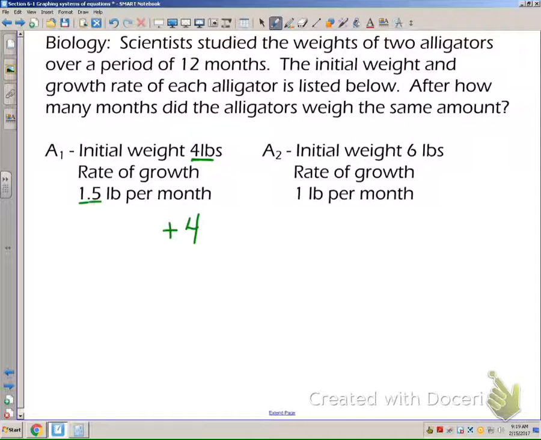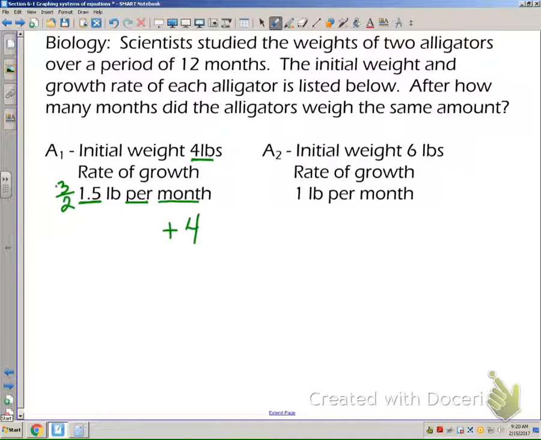But then we know that the 1.5 pounds per month means that they were gaining a pound and a half each month. So since we're talking about graphing equations here, I'm going to rewrite this as 3 halves. 3 halves will make it a lot easier to graph. 3 halves is the same as 1.5.